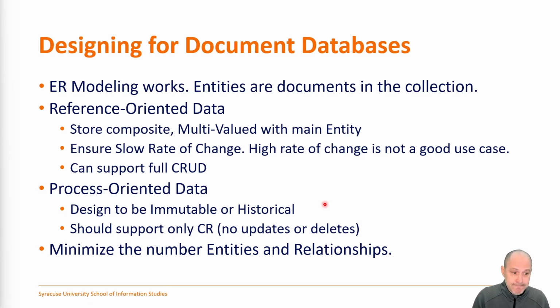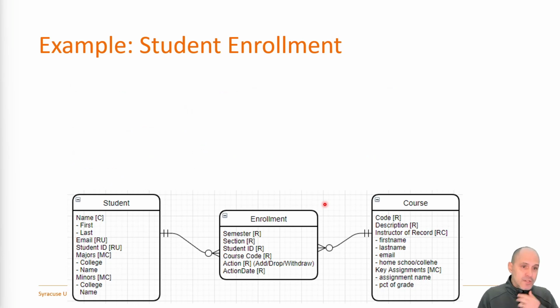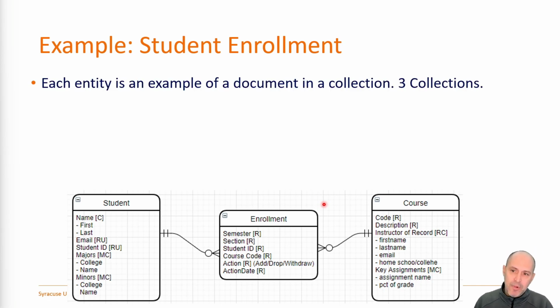It's just not. Okay. So let's talk student enrollment. We've probably done an example like this relationally many times. Each entity would be an example of a collection. So you've got a student collection, a course collection, and an enrollment collection. Or what you could do is just make one collection called enrollment and embed student and course in it. Either way, it works. You just have to figure out if there is some necessary reason that the same student might be in enrollment twice.